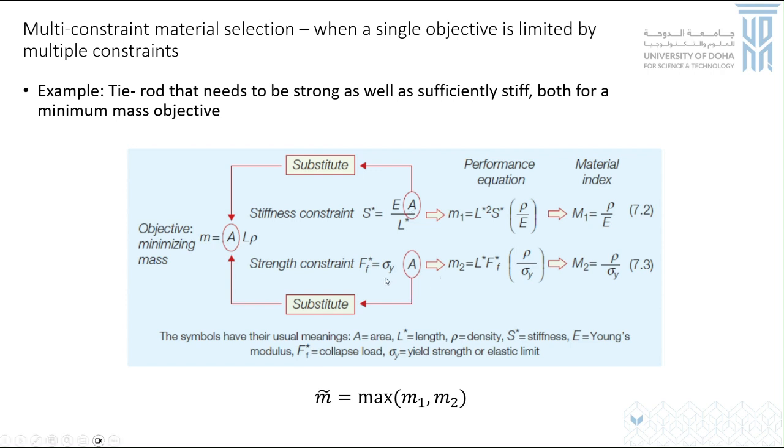Now, if you substitute the area from this force limit equation back, it leads to this performance equation, which is L into F into density over yield. This was exactly the material index that we defined last week. But now you have two different material indices. One material index is with respect to the deflection or stiffness constraint, and the other is based on the maximum force or the yield strength.